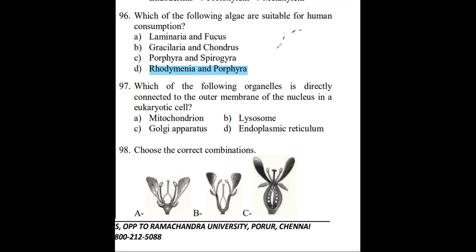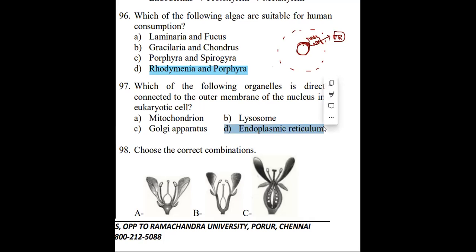So there's a cell, and inside the cell there's going to be a nucleus, and the nucleus has a membrane. This membrane is going to be the nuclear membrane, and you're going to see a kind of organelle which actually attaches to it, and this is going to be the endoplasmic reticulum. So the question is, which of the following organelles is directly connected to the outer membrane of the nucleus in eukaryotic cells? The answer for this question is going to be option D.